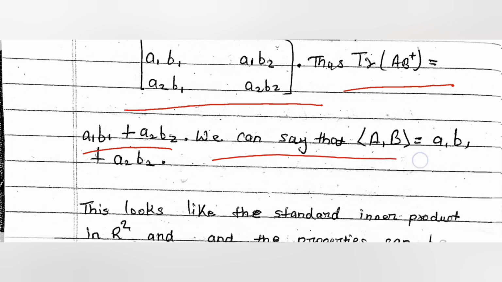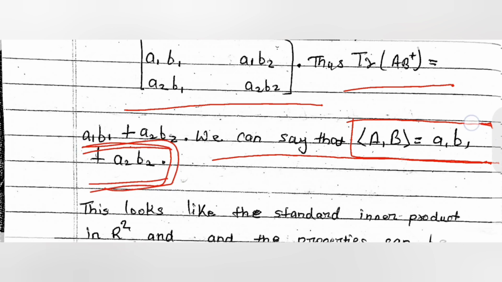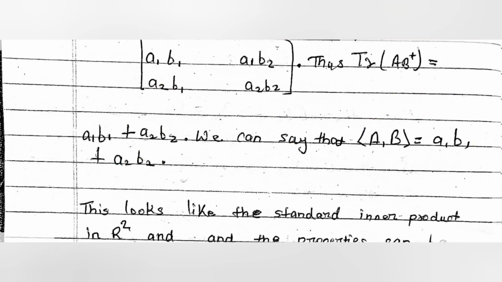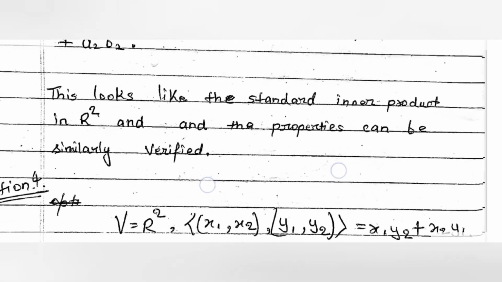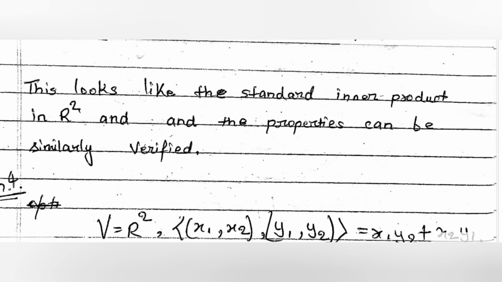And we can say that the inner product of A and B is equal to a1 b1 plus a2 b2. This looks like the standard inner product in R squared, and the properties can be similarly verified.